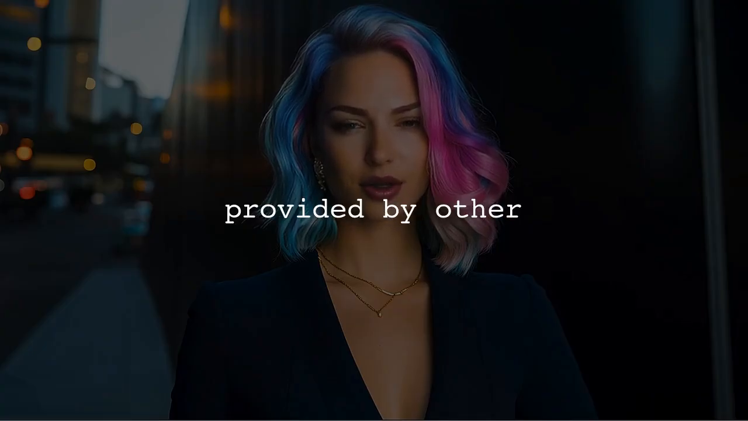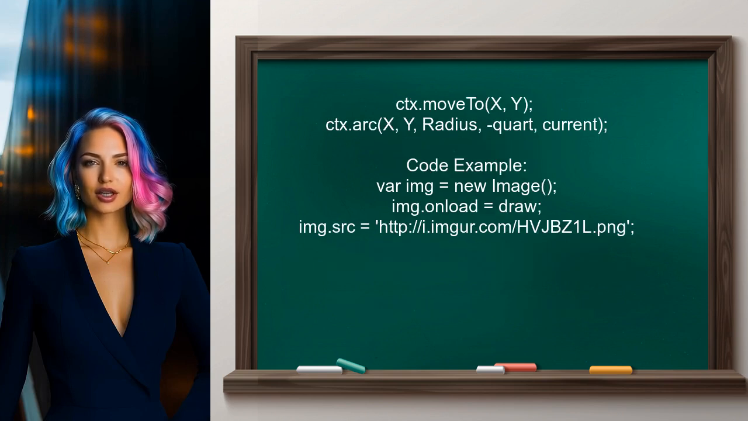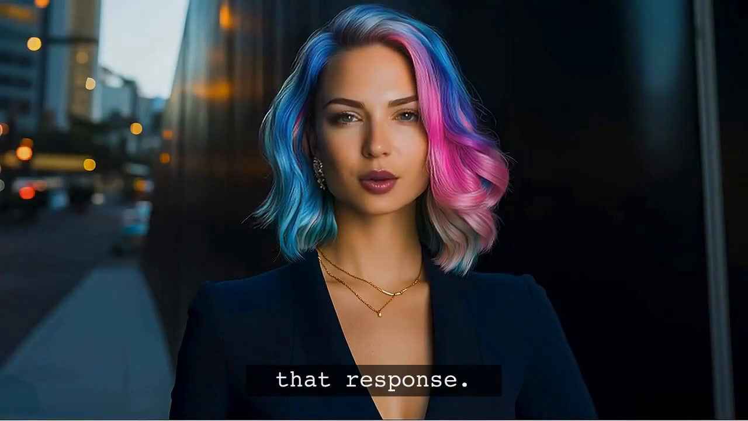Now, let's look at the answers provided by other users. An alternative approach suggests first calculating the center point of your image correctly. Set the X and Y coordinates to half the width and height of the image. Then, draw the arc in a counterclockwise direction, tracing the inner radius by subtracting 17 from the radius. If you prefer not to have a stroke outline, you can move to the center before drawing the arc. That's it for that response.